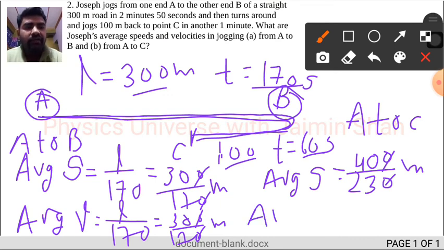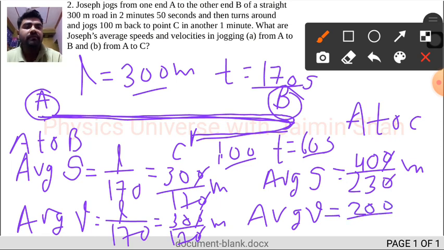Now average velocity, the formula for that is displacement. What is displacement? Only the A to C distance. So this is 300 and this is 100, and we have to cut this 100 because now we are 100 near to point A. So 300 minus 100 will be 200. Timing will be the same, that is 230, in meters per second. So these are the answers of these 4 questions.